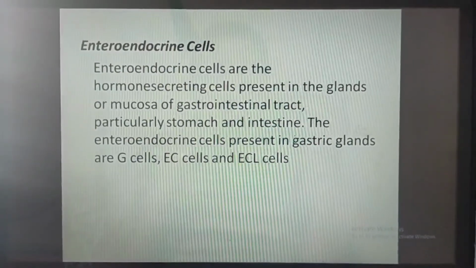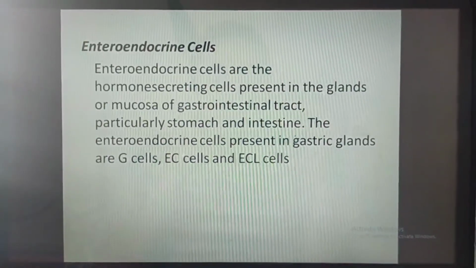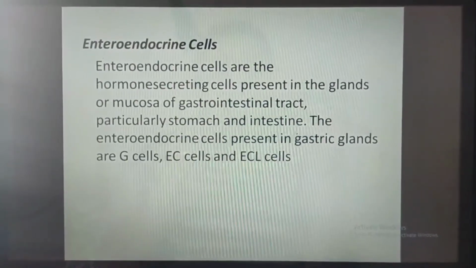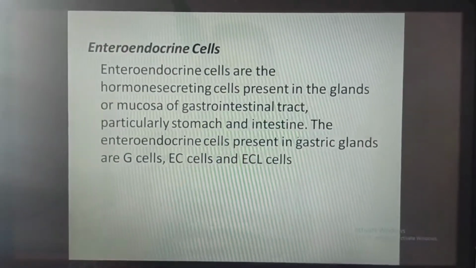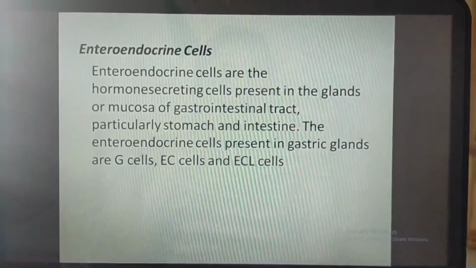Enteroendocrine cells. Enteroendocrine cells are the hormone secreting cells present in the glands or mucosa of the gastrointestinal tract, particularly stomach and intestine. The enteroendocrine cells present in gastric glands are G cells, EC cells, and ECL cells.